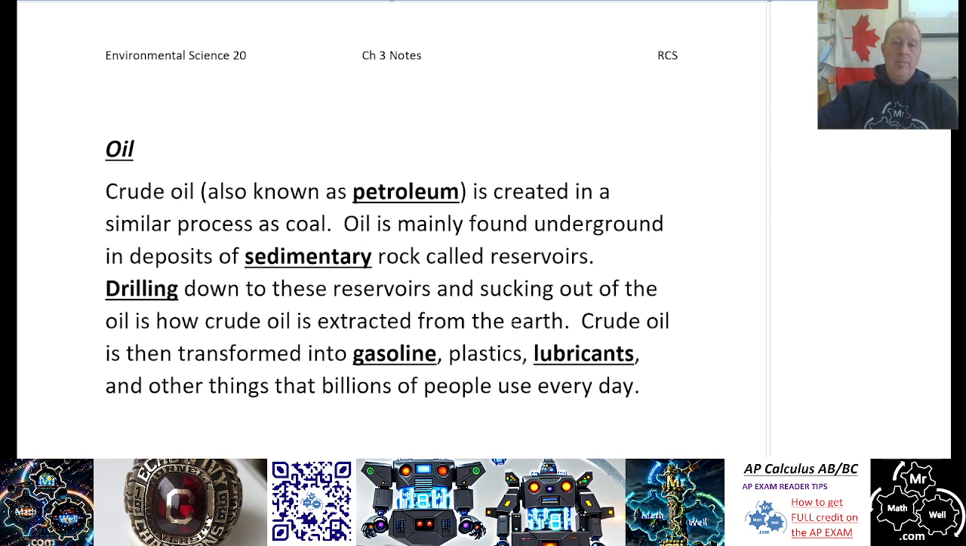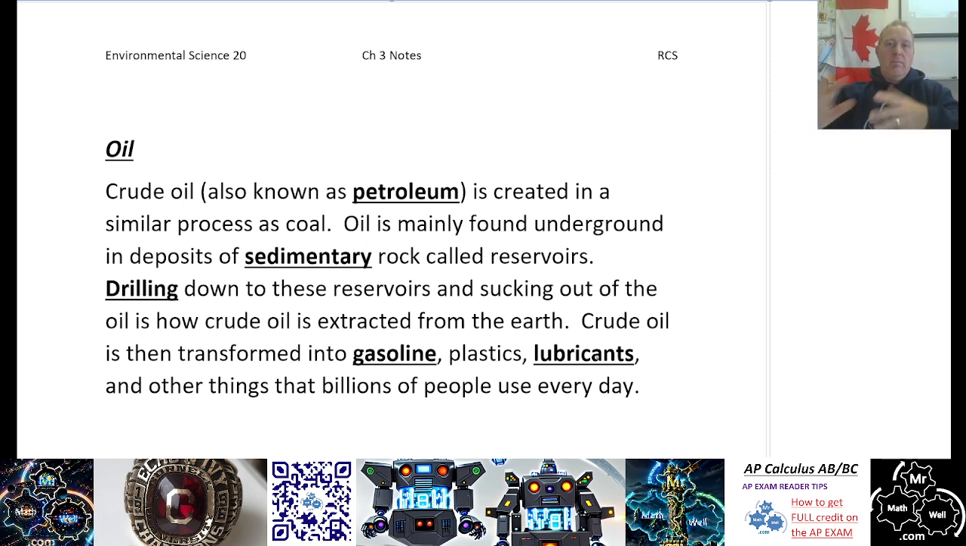Oil is very similar to coal, but it's liquid, right? Crude oil is then transformed into all sorts of things like gasoline for our cars, plastics that we use every day, even in our technology, and lubricants. Somebody asked me about lubricants the other day during the lesson last time. Lubricants are basically slick, liquidy gel substances that provide less friction. They get in the way of things that are moving over each other.